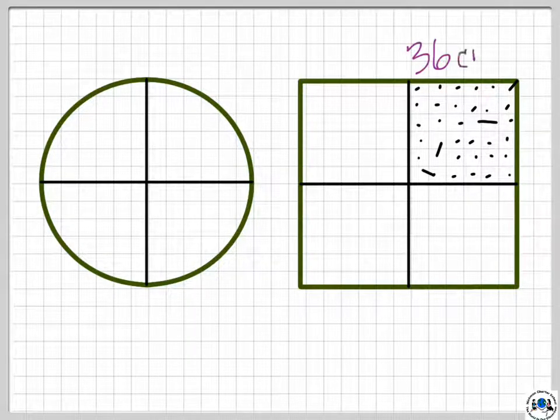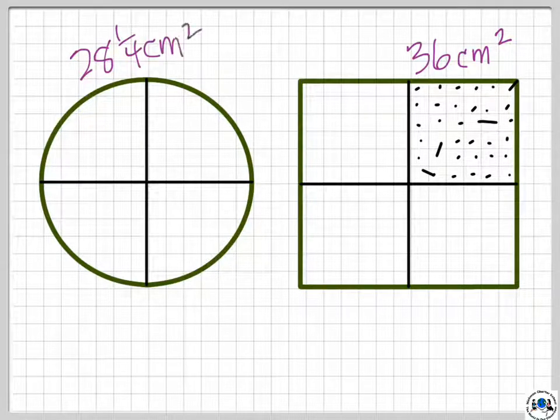36 centimeters squared. Okay? And that checks out to what we figured over there before. Now, if we look at the circle, much more difficult to work with, right? Much more difficult in that sense. But we saw that it was about 28 1/4 centimeters squared. Let's see how close we can get.